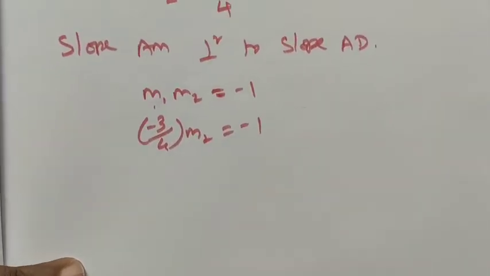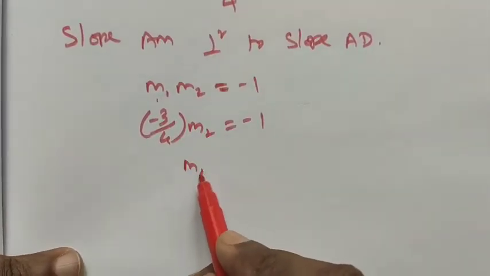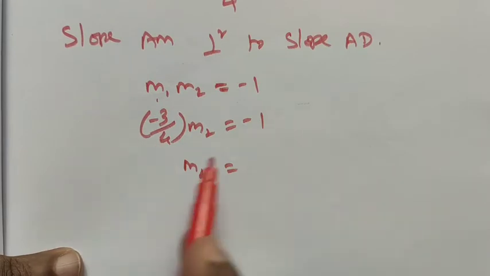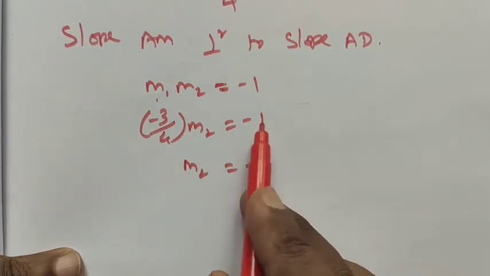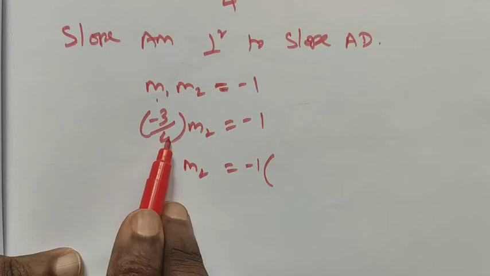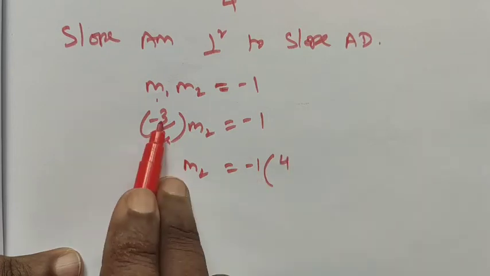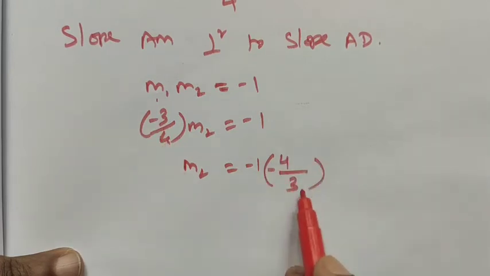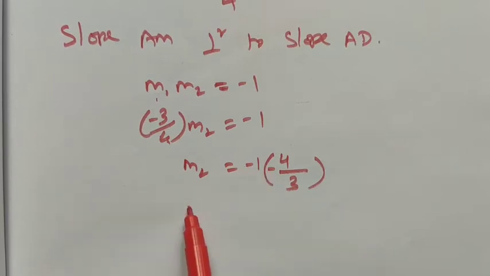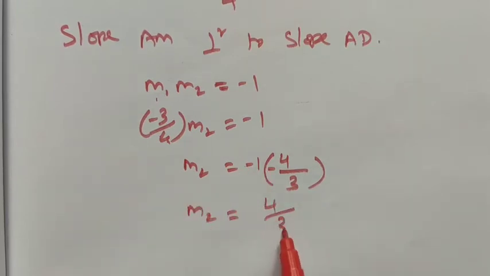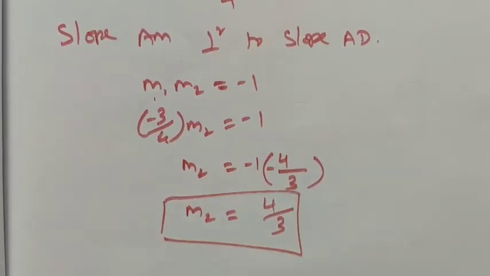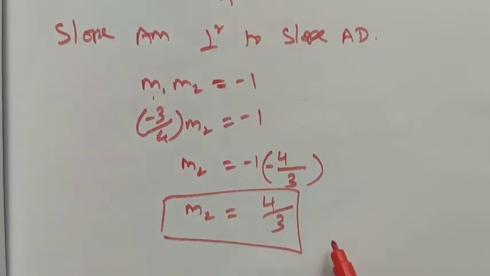Now we want to find the value of m2. Then m2 is equal to, I take this term to another side. See, the denominator turns to numerator. Already we have -1. The denominator turns to numerator, and the numerator turns to denominator with negative symbol. Minus into minus plus, 4 by 3 is the slope. Now we know one slope, and the point A is given as 3, 10.